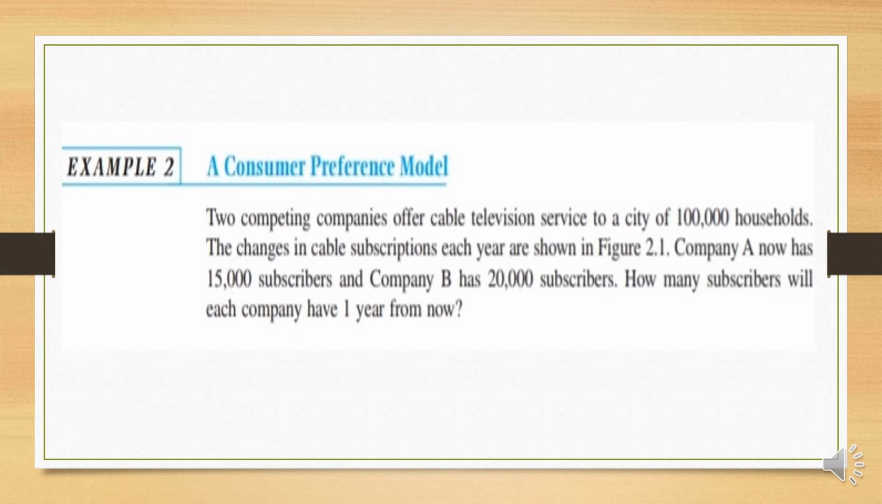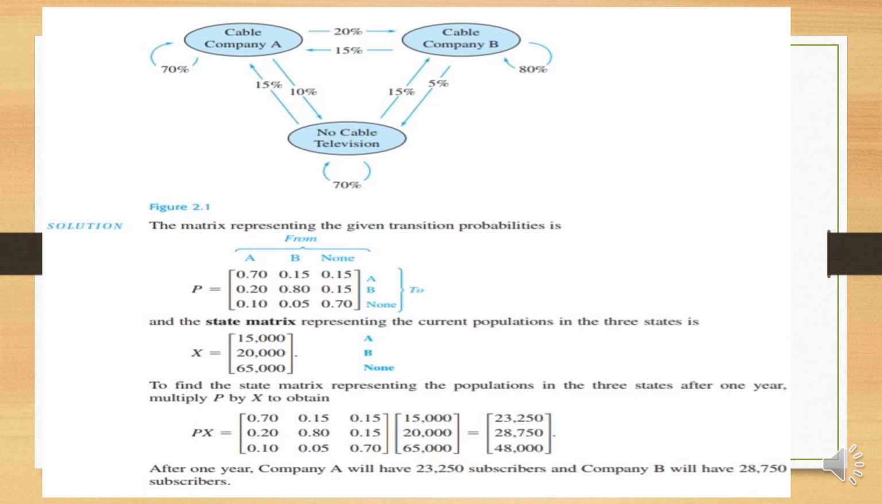Company A has 70% retained, 20% switches to B, and 10% to no cable television. Company B has 80% retained, 15% switches to A, and 5% to no cable television. And in no cable television, 70% are retained, 15% switches to A, and 15% to Company B. So using this, let us prepare a tree diagram model so that we can use the transition matrix for the problem.